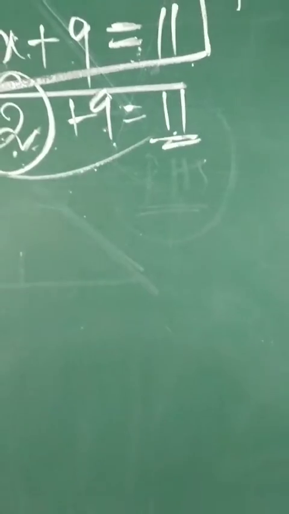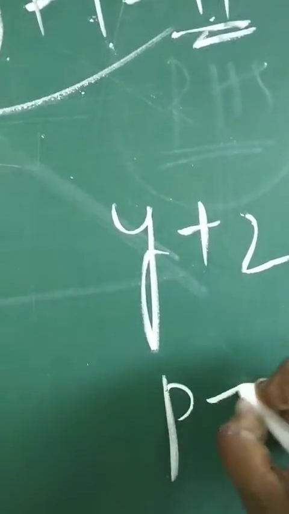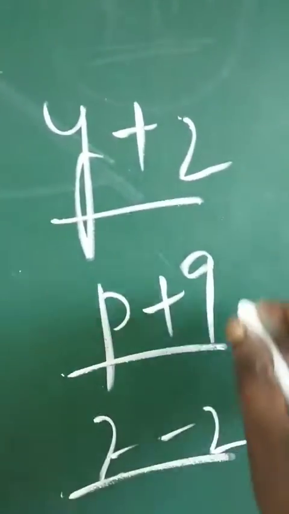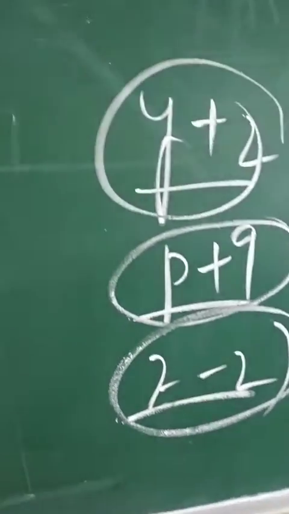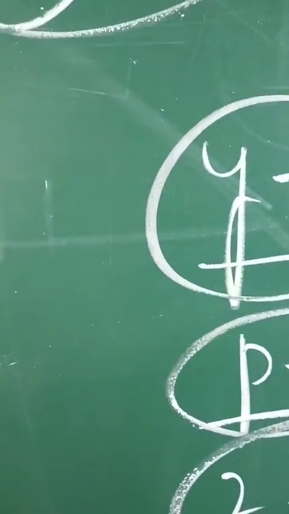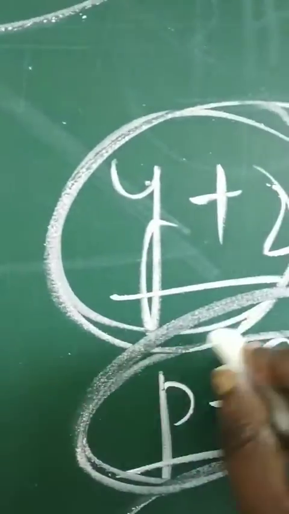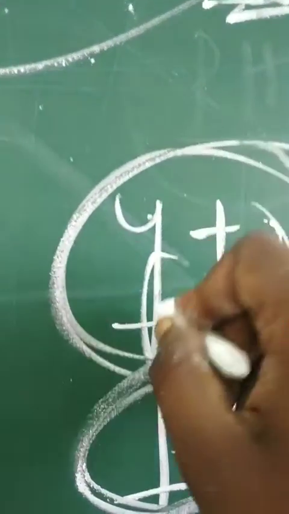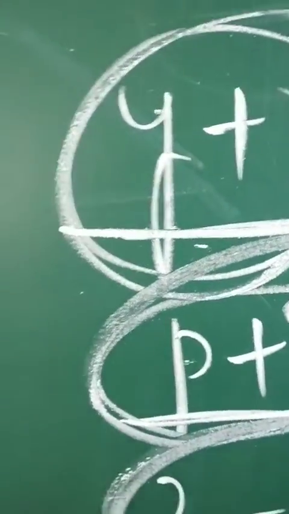Now the question is, sir, then what are algebraic expressions? These are expressions. Suppose y plus 2, p plus 9, z minus 2. These all are expressions. They cannot be solved until and unless we are given the value of the variable. If we are given the value of the variable, I repeat, we can easily find the value of such expressions.